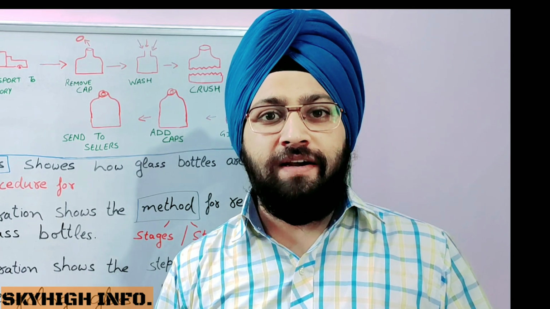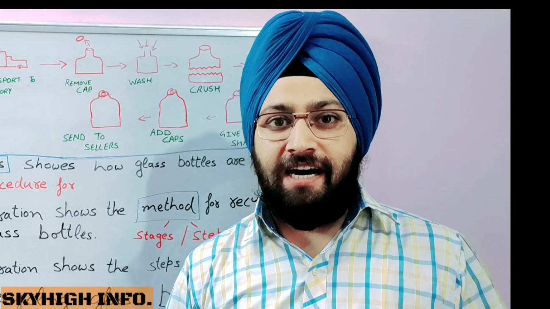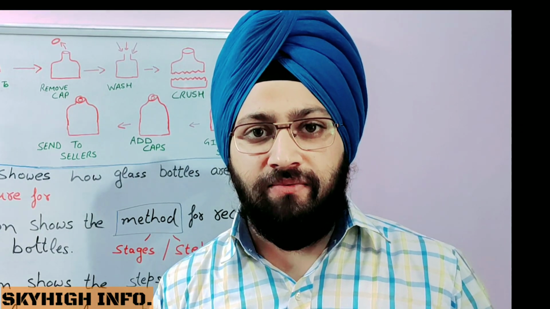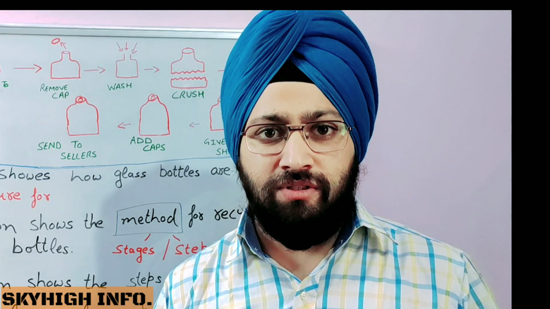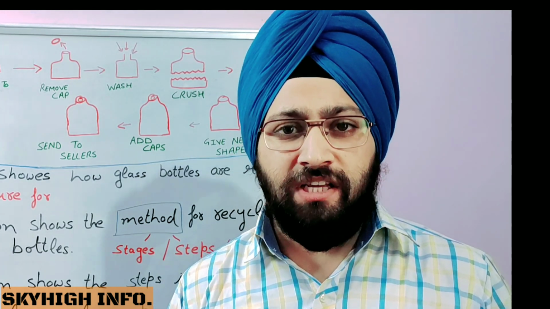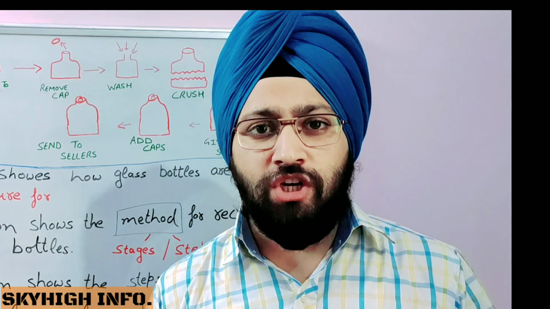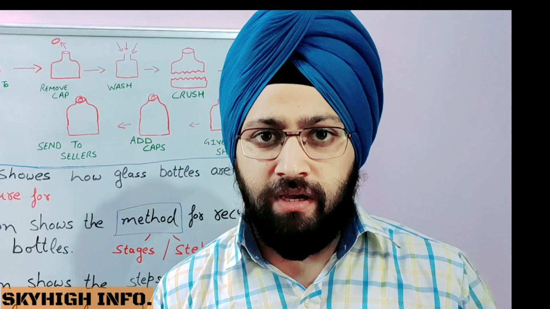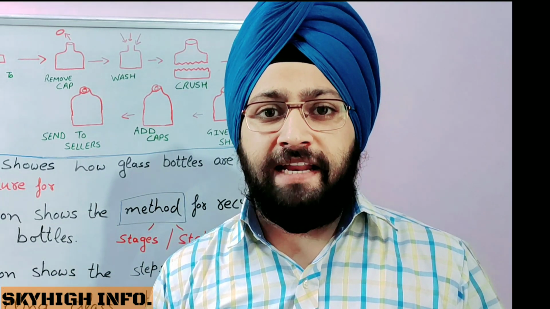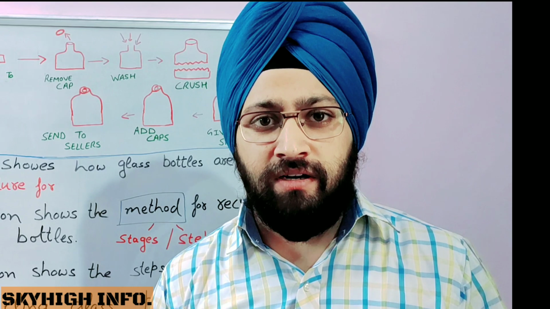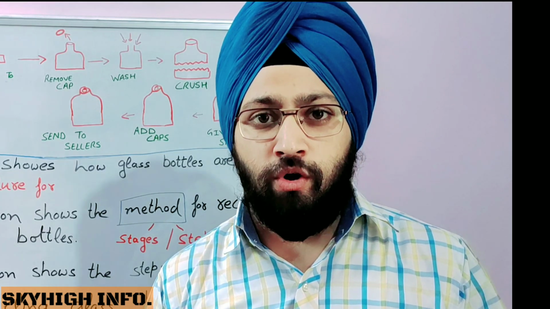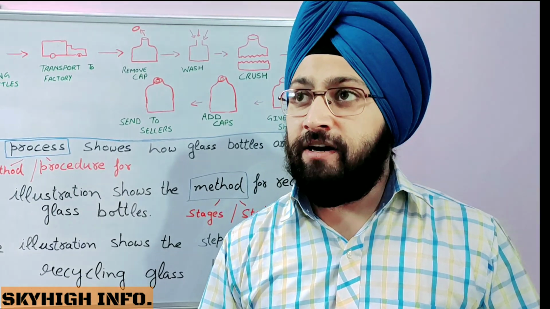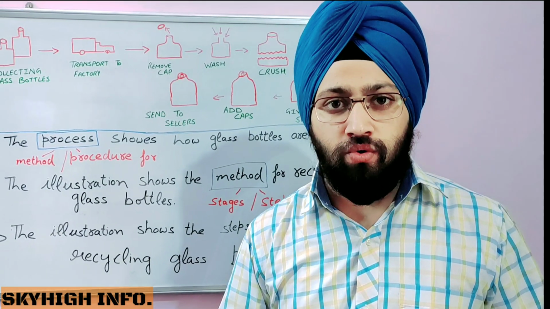In today's video, I will tell you about the Task-1 Academic. In Task-1 Academic, there are different types of topics like pie chart, graph, diagrams, and flow chart. So, in today's video, I will discuss the flow chart and the process, in which a diagram is given to you and you have to describe it. I will be explaining an example in which a diagram is given for the recycling of glass bottles. This will help you in the formation of different sentences and it can also help you with the process chart.